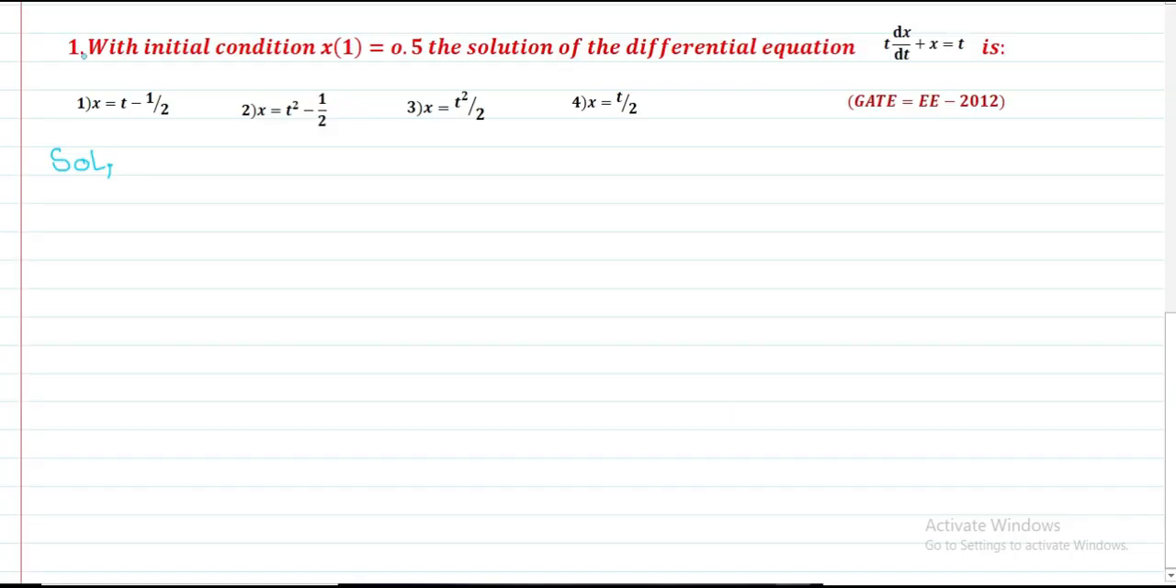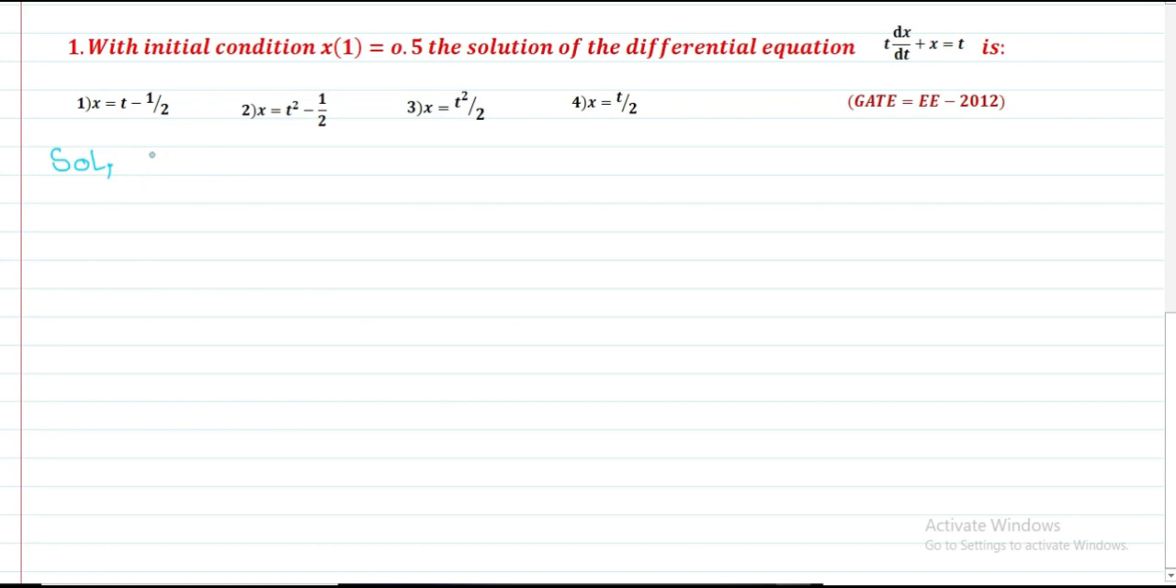Now let's start with initial conditions. x of 1 equal to 0.5. The solution of the differential equation t dx/dt + x = t is, we have to find the right option. This question has been asked in JEE 2012 for 1 mark. Now let's start.